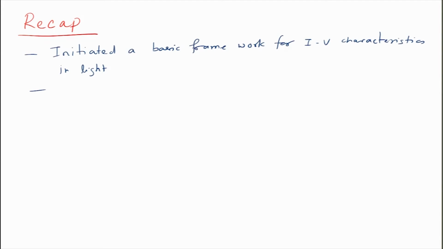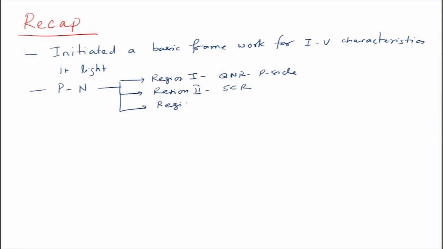So, basically what we did was you still consider this as a typical PN junction. We divided the device in 3 regions. One is region 1, that is quasi neutral region on P side. Then we had region 2 which is the space charge region, that is the depletion region, and then we have region 3 which is the quasi neutral region on N side, right.